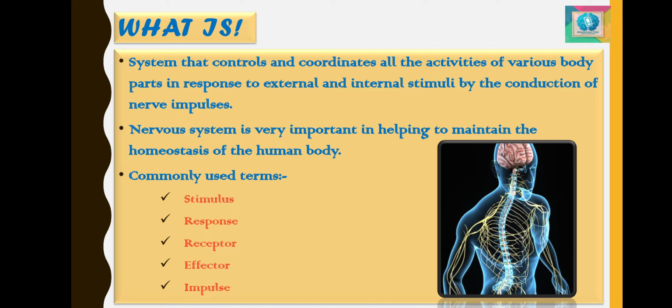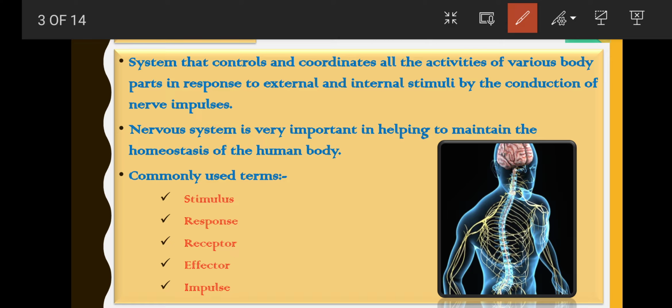There are certain terms which are used for the nervous system. So let's discuss them one by one. The first one is stimulus. It is an agent or a change in the external and internal environment that induces a reaction in the body. The second term is the response. Response is a change in the activity in the body of an organism due to the stimulus.